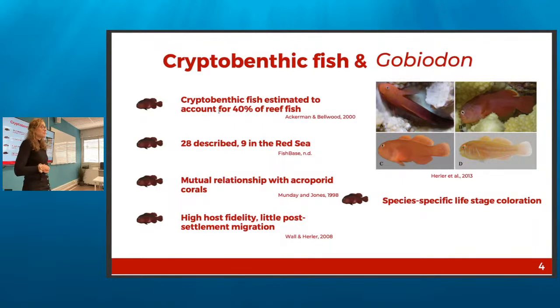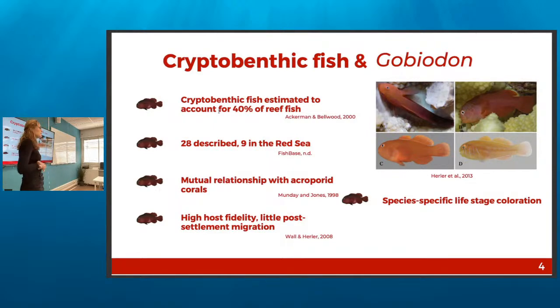Currently, there are 28 species described for the whole Indo-Pacific region, and 9 of them are described in the Red Sea. These coral-dwelling fish have a mutualistic relationship with Acropora corals, as they seek shelter from predators in the physical structures. Coral gobies, or Gobiodon, are very host-specialized fish. They have high host fidelity and little post-settlement migration. Also, these fish lack scales and have very species-specific life stage coloration.